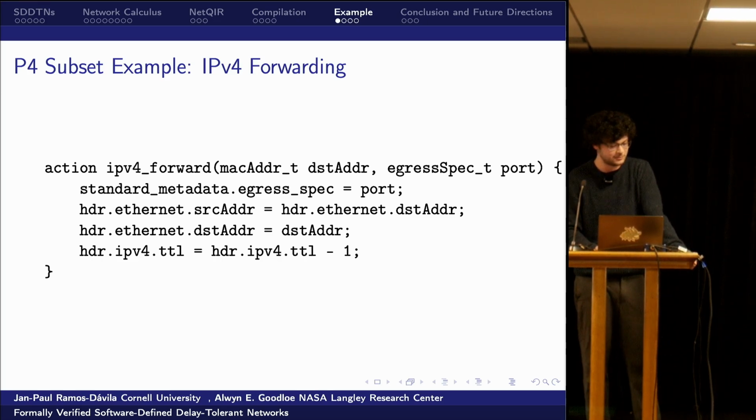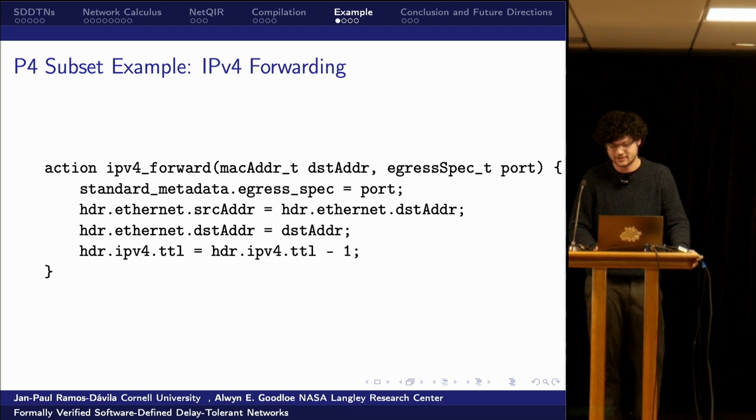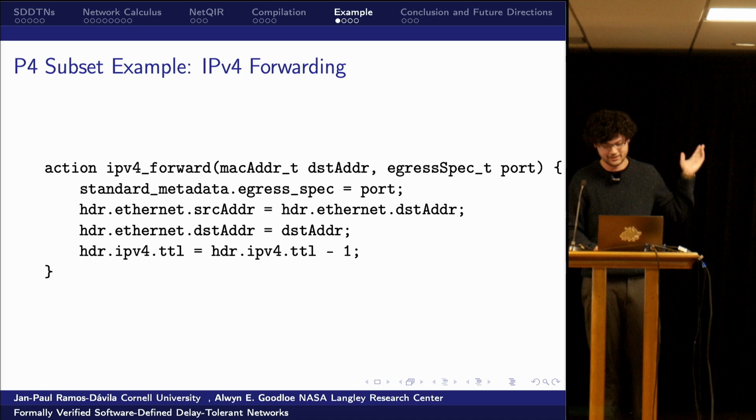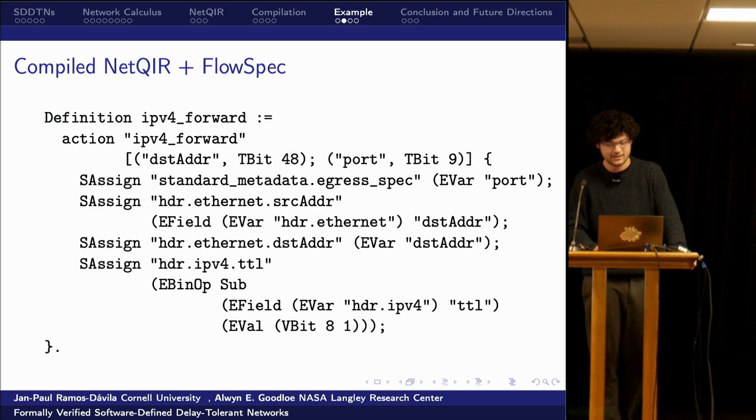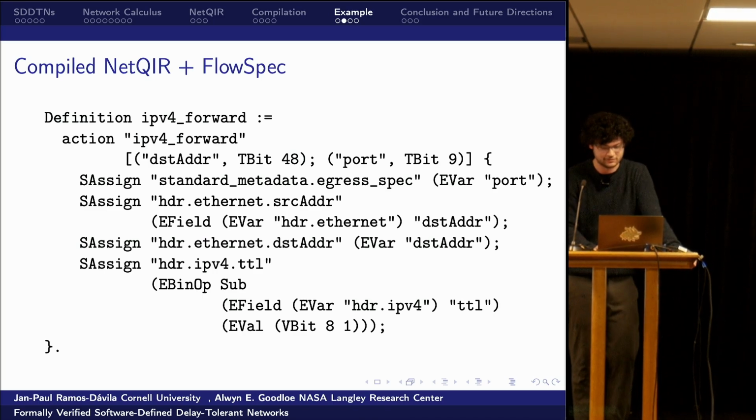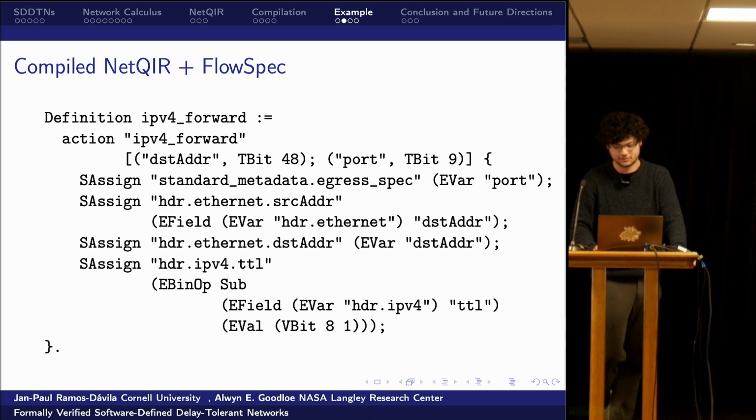Here, we just set the egress port and rewrite the MAC address and then decrement the time to live, the TTL. So in the SDTN context, this would be the equivalent of rewriting the bundle protocol version block or setting a priority. And now we can look here at the compiled NetQIR plus flow spec version of it after it goes through the pipeline.